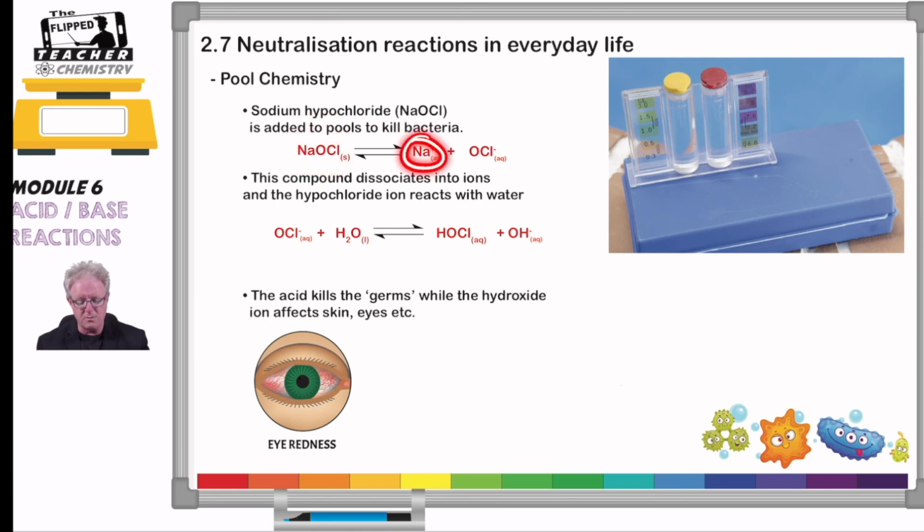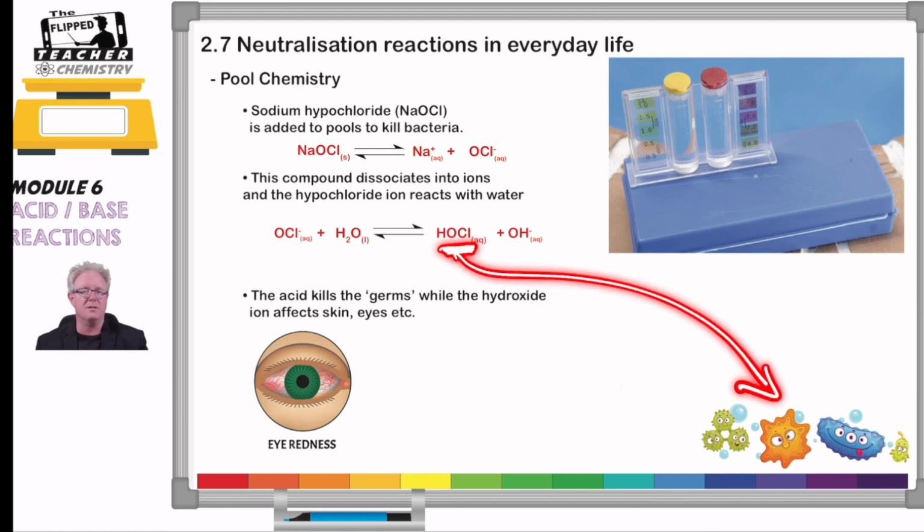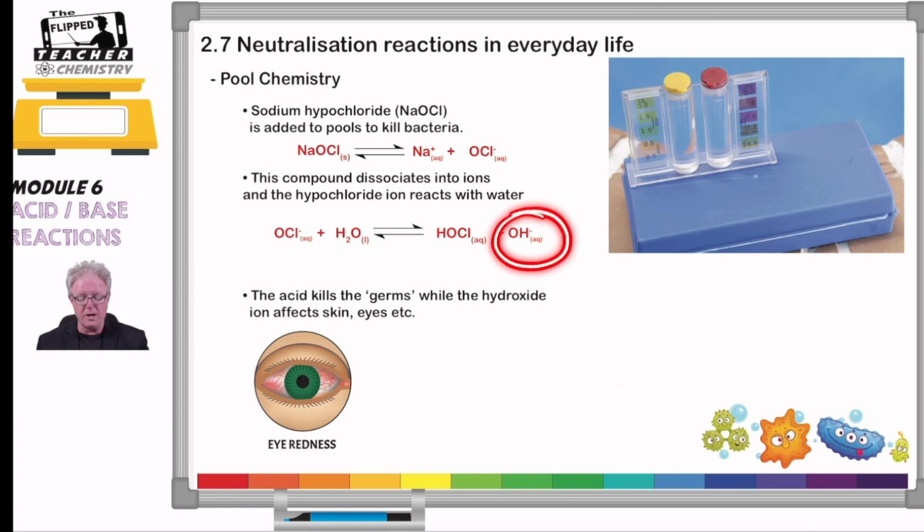It can dissociate into sodium ions and the hypochlorite ion, but that ion then reacts with water to produce hypochlorous acid, and it's the hypochlorous acid that goes along and kills our germs. Okay, so that makes the water nice and safe. But not only does it make it safe, it also produces an OH- ion. So the pH of the water starts to become more alkaline. And that alkalinity of the water is what can cause the problems with our eyes. So we've got to try and keep this hydroxide ion under control and so we can stop this redness. So let's see how we do that.